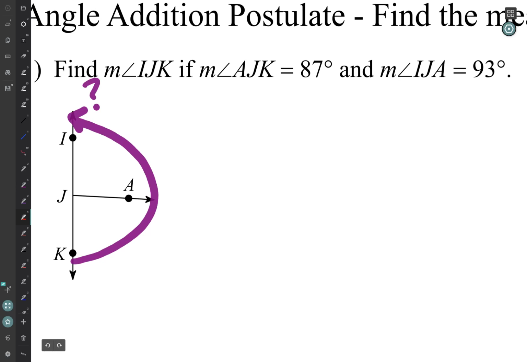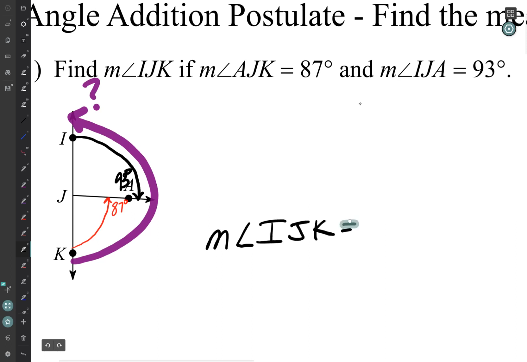So that's what they want us to find, right? They give me A, J, K, A to J to K. So that's this angle right here, isn't it? What is the measure of that angle? 87 degrees. Do you see how I'm using these lines to kind of demonstrate what I'm talking about and putting the value? The other one they give me is IJA. I to J to A. So that's this angle right here, correct? And what do they say it is? So they want me to find the measure of angle what? IJK.